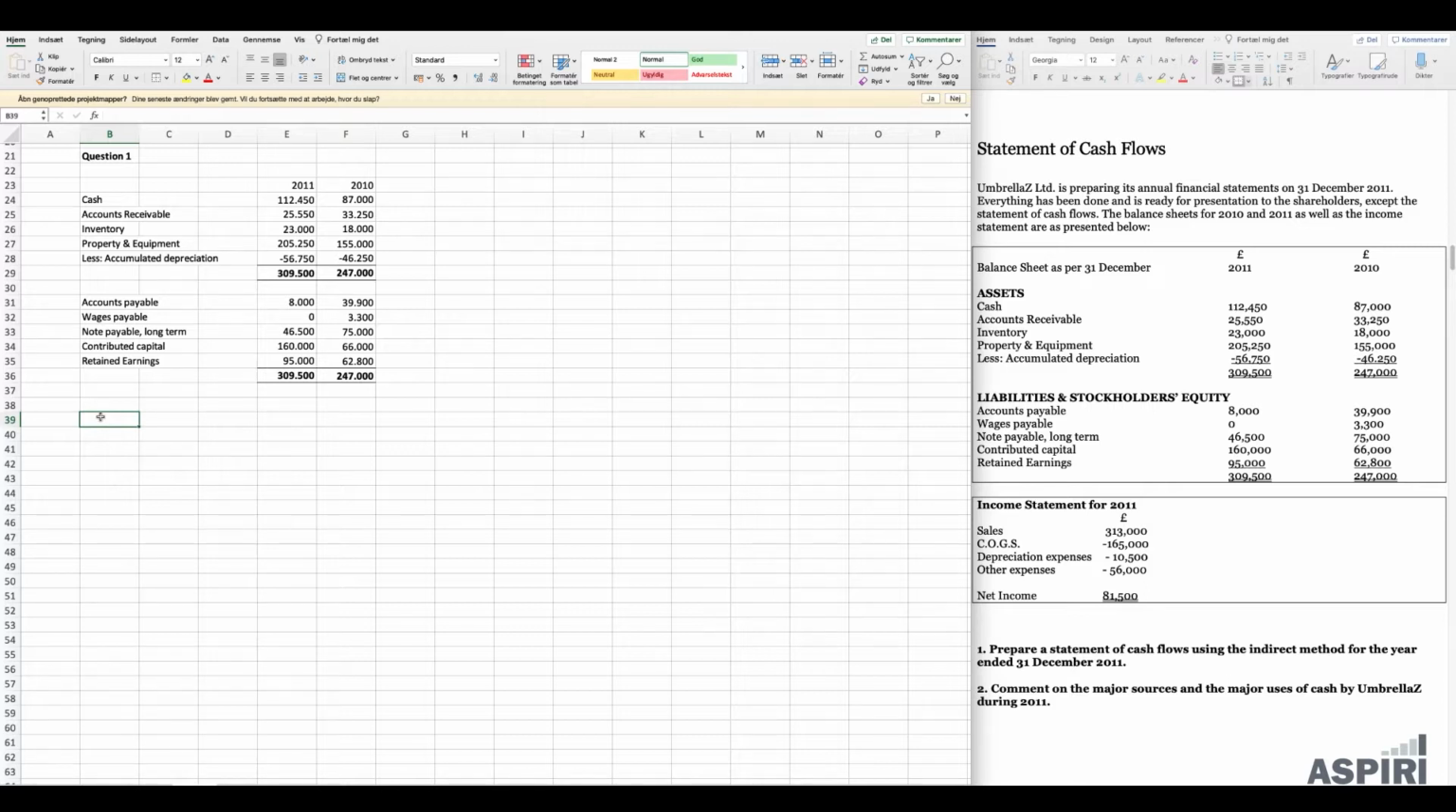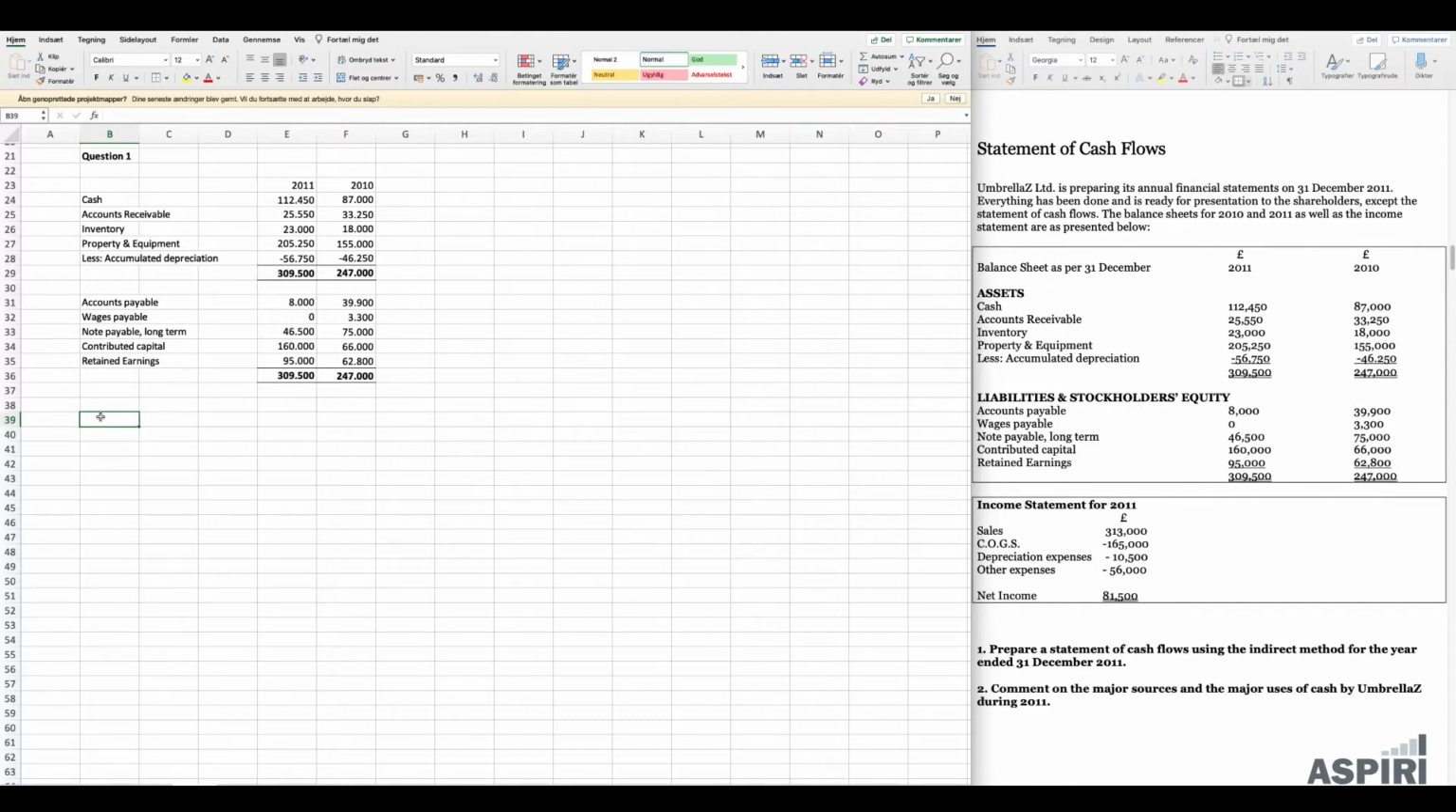So what we're given here is the balance sheets for 2010 and 2011, as well as the income statement for 2011. These are all presented in the exercise, and we have the numbers that we are going to use to do question 1, which asks us to prepare a statement of cash flows using the indirect method for the year ended 31st of December 2011.